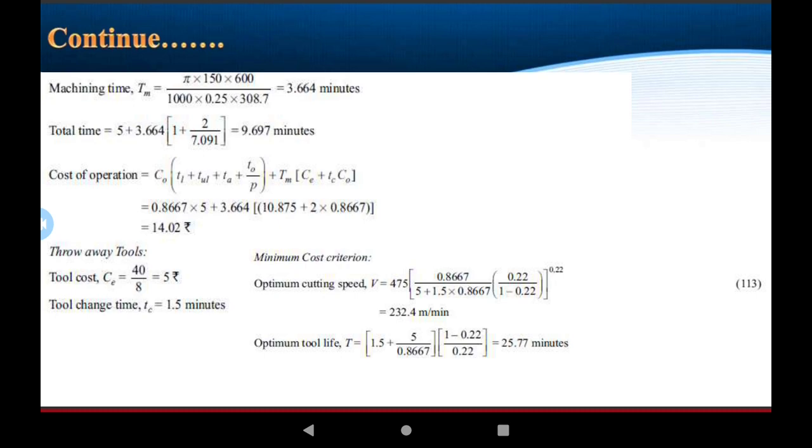Putting in the values for the maximum cost criteria, for the optimum cutting speed, find the value of v, 4.75. C is 0.667 upon 5.1.5 into 0.866, and with the other values find the value of n. Putting the value of 0.22 upon 1 minus 0.22 to the power 0.22 and solving, the optimum cutting speed is 232.4 meters per minute.